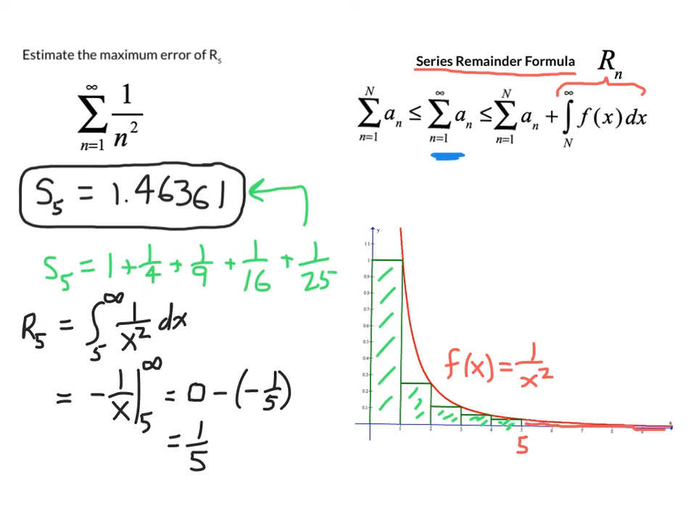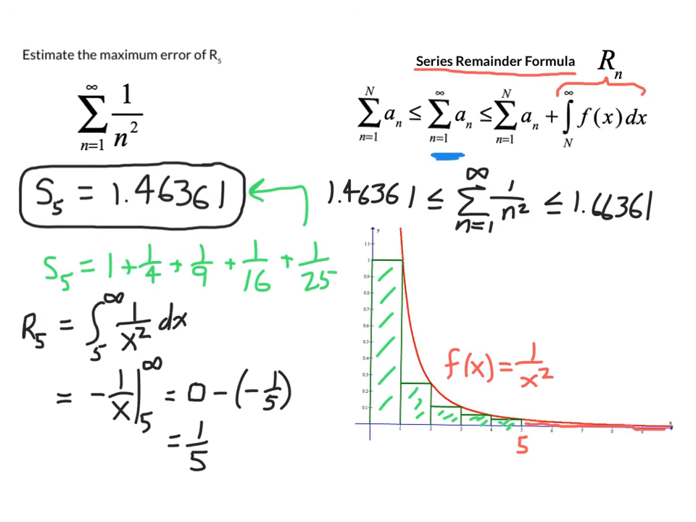And so if we take that and apply it to our formula, what it's saying now is that my actual sum, the one that I was trying to calculate, the sum from 1 to infinity of 1 over n squared, must lie somewhere between S sub 5, 1.46361 we'll call that, and S sub 5 plus R sub 5, which would just be S sub 5 plus 0.2, 1.66361. And so we have a reasonably good estimate at that point.